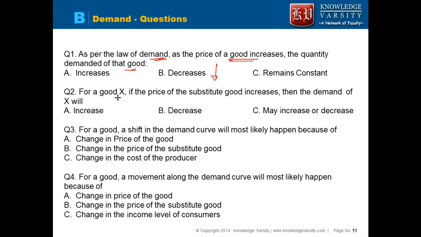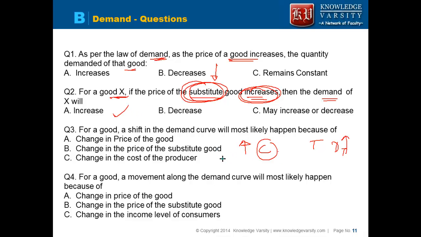Okay. They are saying for a good X, if the price of a substitute good increases, what will happen to the demand? If the price of a substitute good increases, people will go to the other good. So as an example, tea and coffee are substitutes. If the price of coffee increases, people will find that the demand for tea will increase. So the demand for tea will increase.